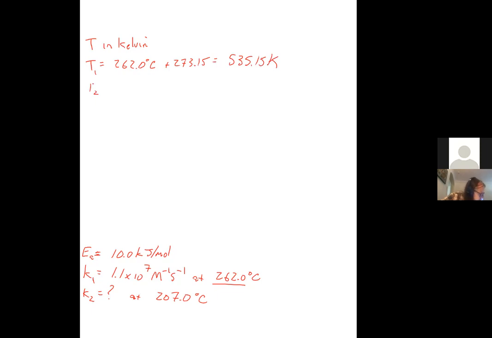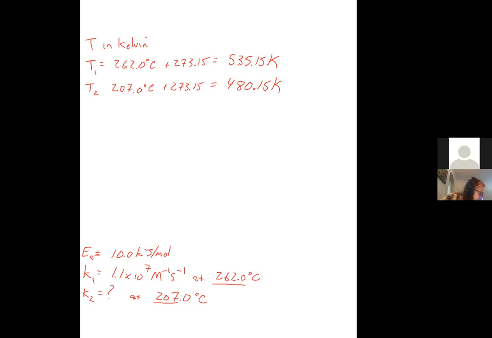T2 is 207. Got to convert it to Kelvin. It doesn't work in Celsius. Celsius is not a valid scale if you're doing energy calculations. So 207 plus 273.15, 480. Wait a minute, that doesn't seem right. Oh yeah, it is. They lowered the temperature. I thought they raised it. Okay, it went from 262 down to 207.